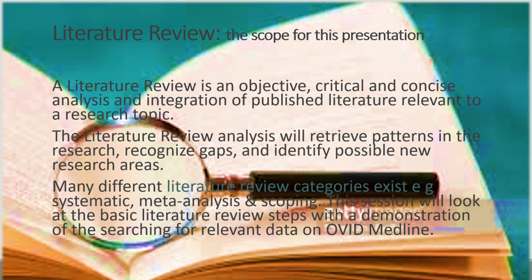A literature review is an objective, critical and concise analysis and integration of published literature relevant to a research topic. The literature review analysis will retrieve patterns in the research, recognize gaps, and identify possible new research areas. Many different literature review categories exist, for example, systematic, meta-analysis, and scoping.